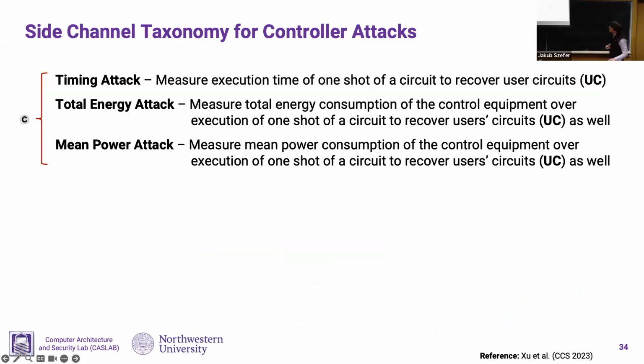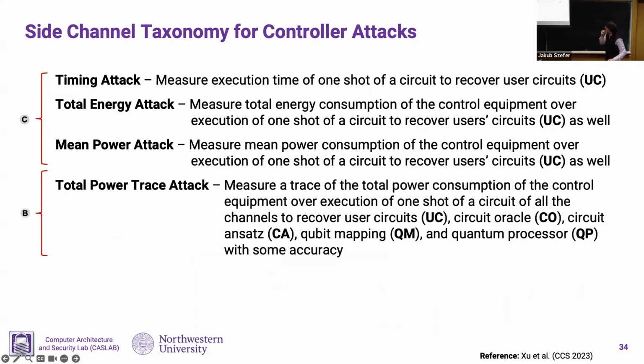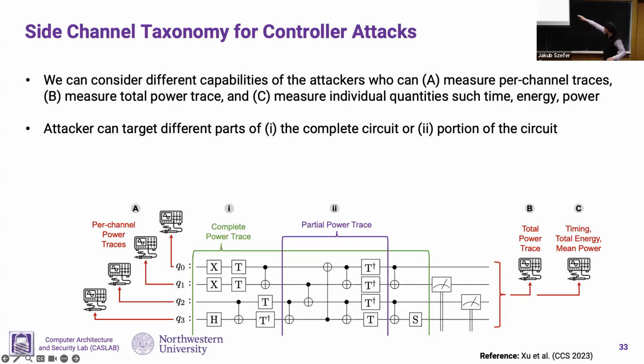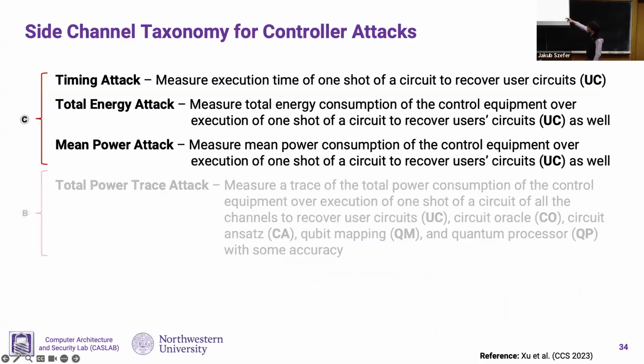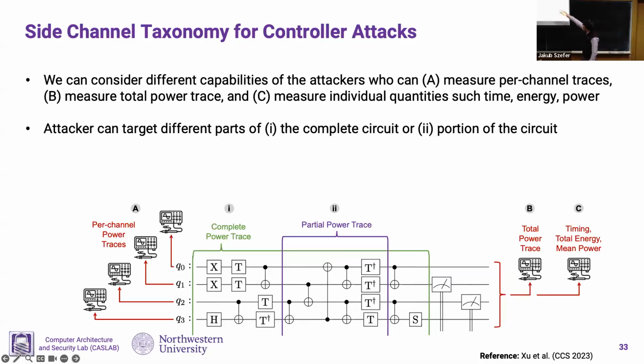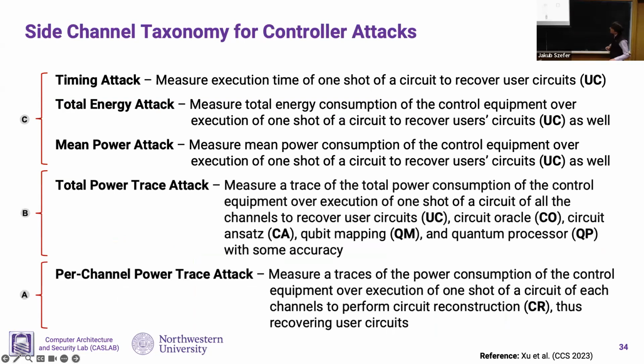And you can focus on measuring the whole circuit, or maybe just some sub-circuit, like the part that corresponds to the ansatz. Maybe I'll go a little bit faster here, but again, we have the different attacks. So going backwards, either you measure some single quantity like timing, total energy or average power, or you have more information like the power trace combined for all the channels, or you have individual traces for the individual qubits.